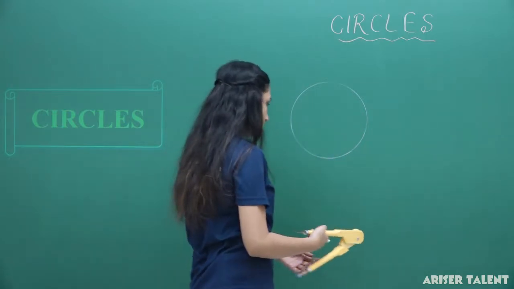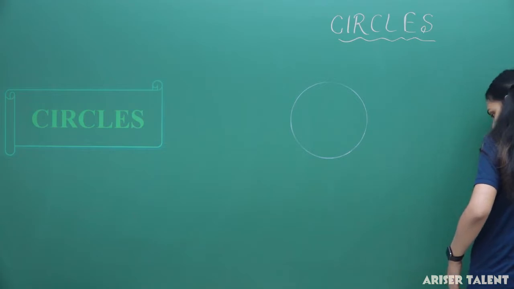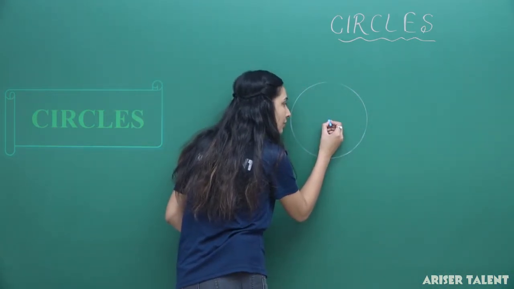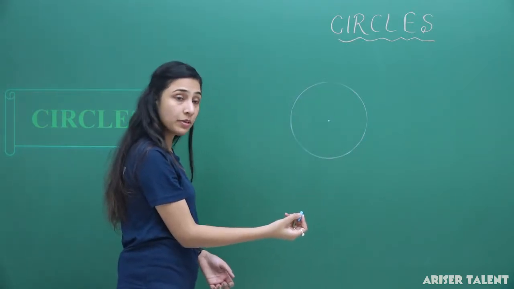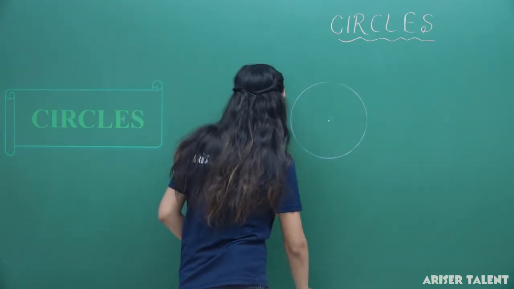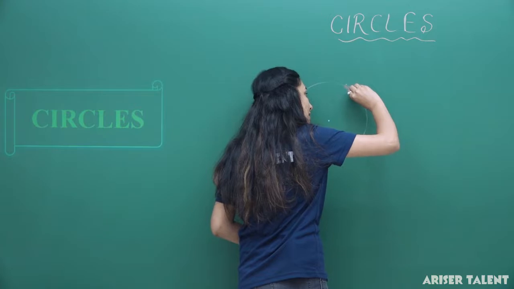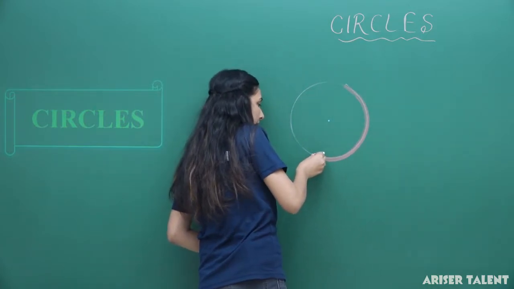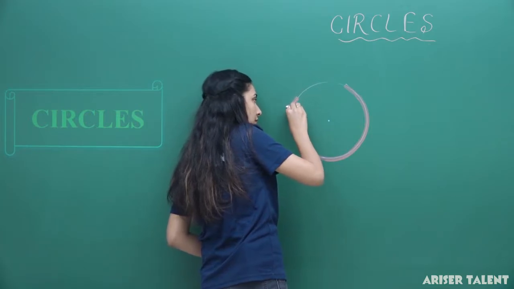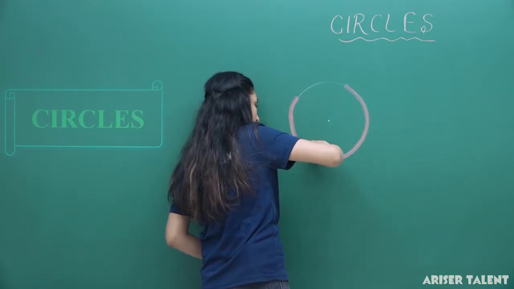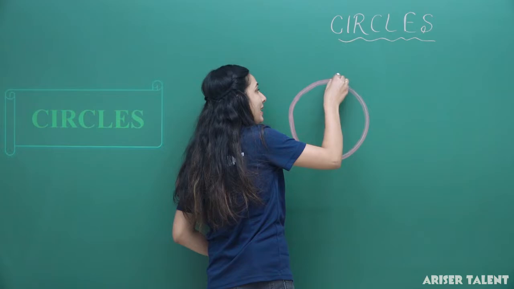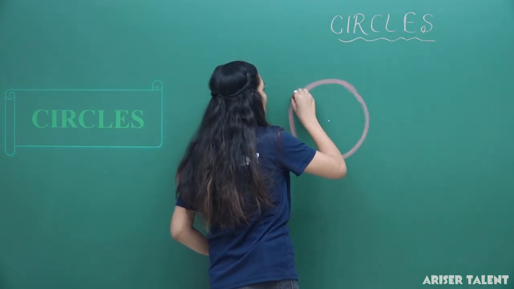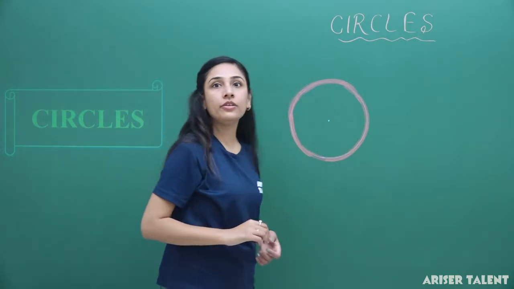Okay, so this is your center, right? This is your center, visible to you now? Okay. Now, this is your circumference or periphery of the circle, and this is in a plane. In a plane, that means it's two-dimensional. You can draw it in your copy.